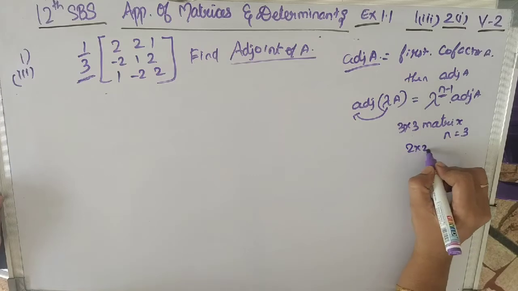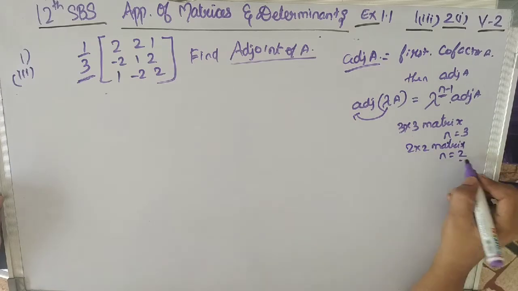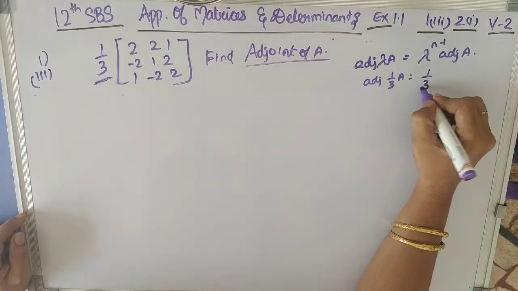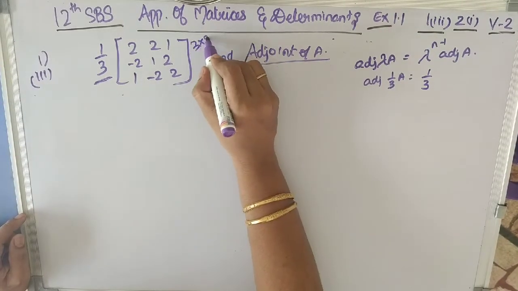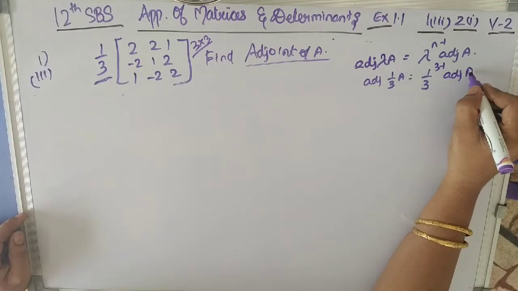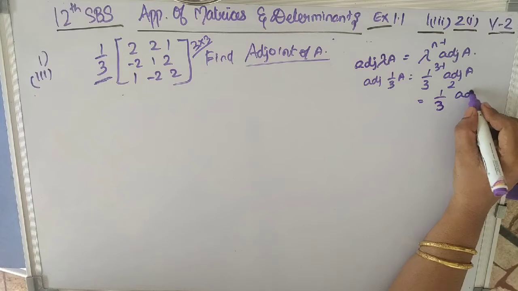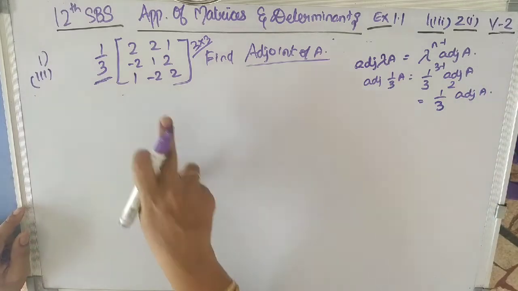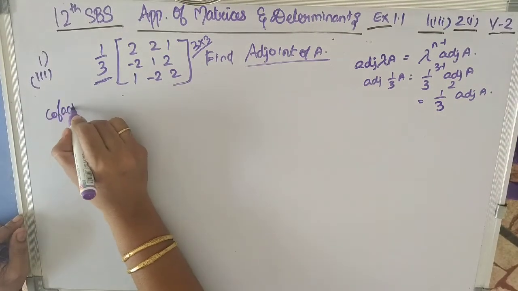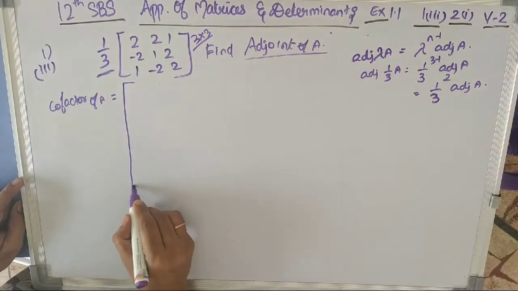What is n? In a 3 cross 3 matrix, n is equal to 3. In a 2 cross 2 matrix, n is equal to 2. Now the theorem is adjoint of lambda A is equal to lambda power n minus 1 into adjoint of A. So adjoint of (1/3)A is equal to (1/3) power 3 minus 2 into adjoint of A, because it is a 3 cross 3 matrix. So (1/3) whole squared into adjoint of A. Clear? Now let's find the cofactor of A.